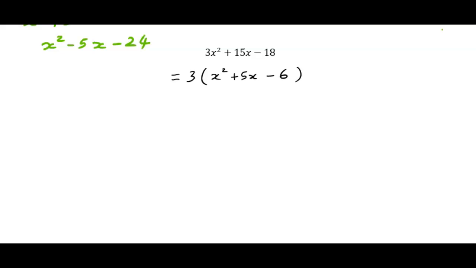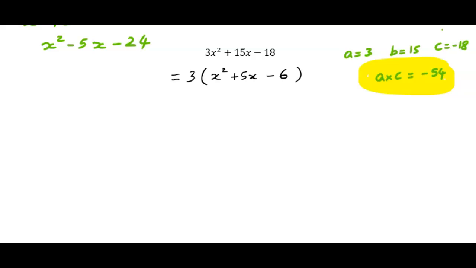The reason I say that is if we don't remove the common factor, and let's say, for example, I proceed with a being 3, b being 15, and c being minus 18, a times c is going to give us minus 54. What happens here is we are dealing with big numbers, which means minus 54 is going to have a lot of factors, and we will have to narrow down which one equals 15.